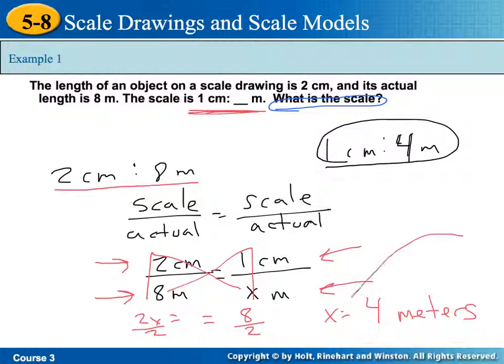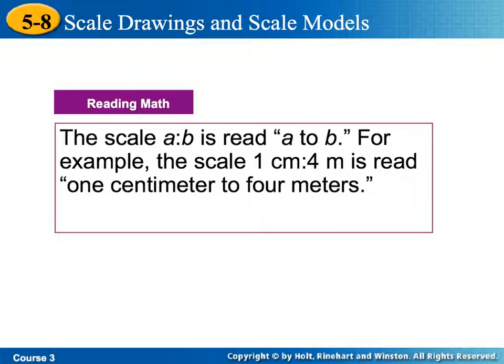So you found x, but we need to take that x and plug it back in here. Wow, look at all those arrows going everywhere. Okay, so plug it back into a scale. All right? When you look at a scale of A to B, it is read as A to B. So A colon B is read as A to B. For example, that last problem, it was 1 centimeter colon 4 meters. That means 1 centimeter to 4 meters. That means 1 centimeter on the scale means 4 meters in real life.